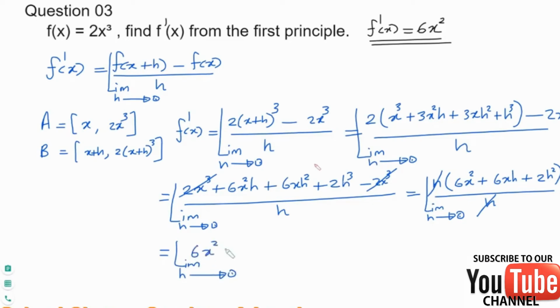6x squared plus 6xh plus 2h squared, right? Now if you substitute h equals 0, this 6xh becomes 0, 2h squared becomes 0 as well. So the answer is going to end up with 6x squared, right? And this is the answer, 6x squared, for question number 3.